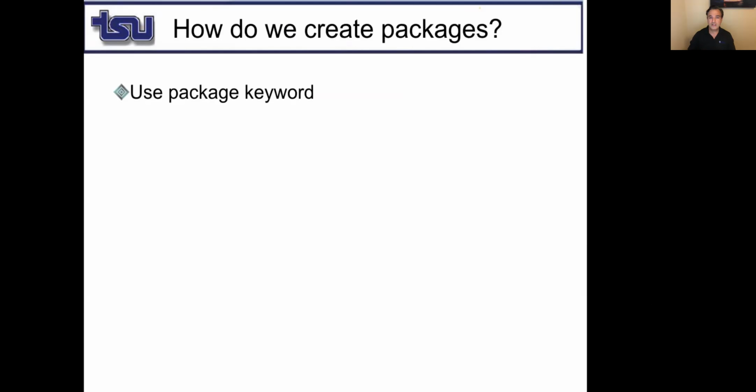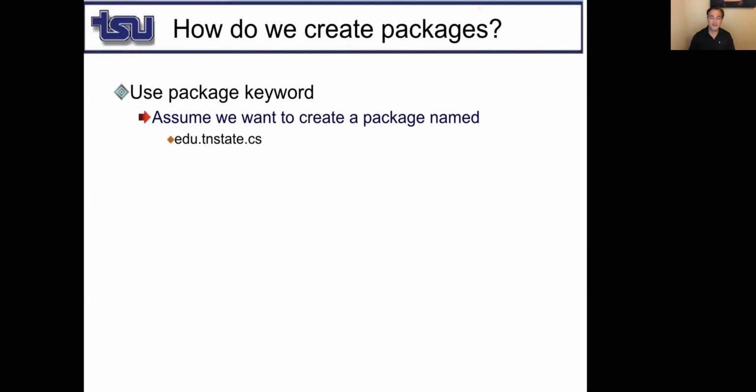We are going to use the package keyword. Let's assume that we want to create a package named edu.tnstate.cs. Typically, the package name starts with the reverse order of the web name. For example, if cs.tnstate.edu is our website address, then we start with the reverse order, edu.tnstate.cs. So assume that's the name of the package we're going to have.